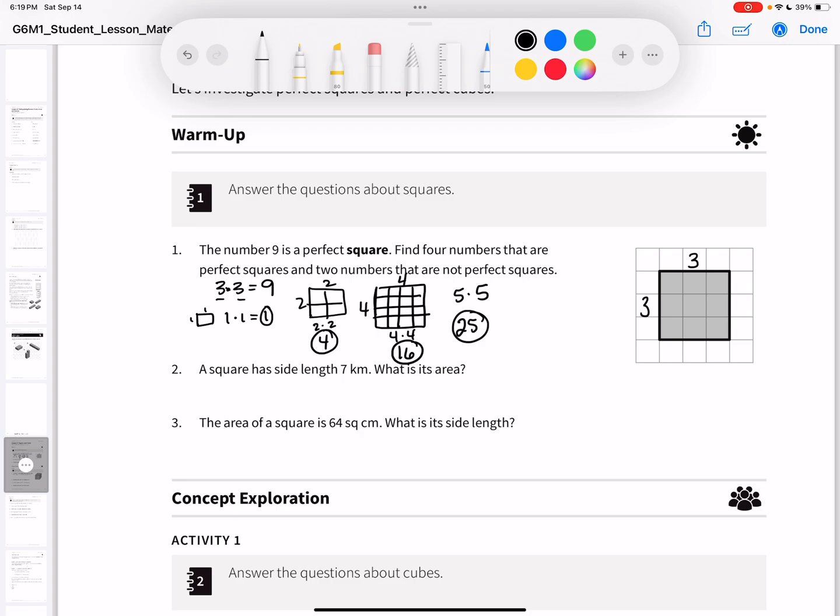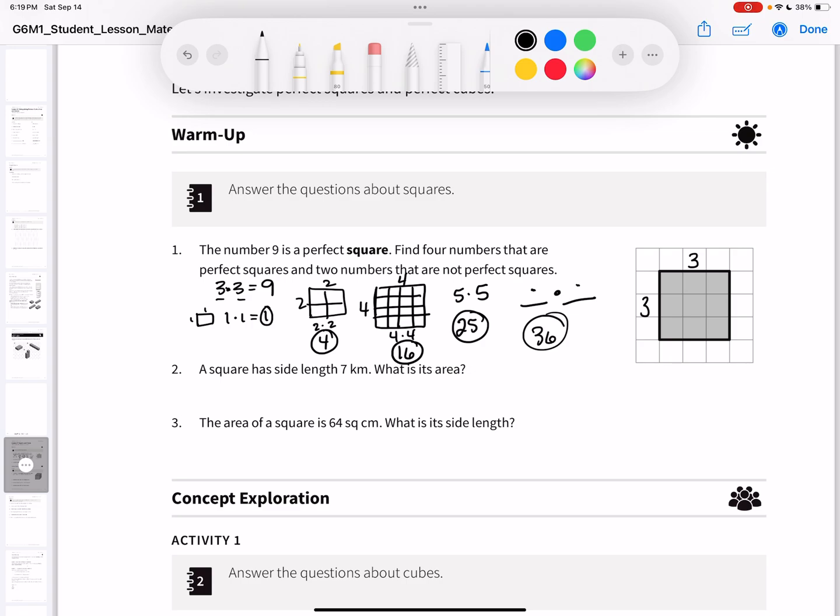What are you noticing? Do you notice that we're multiplying the same number by itself? So 5 times 5, 3 times 3, 6 times 6, right? 6 times 6 is 36, so 36 is a perfect square.